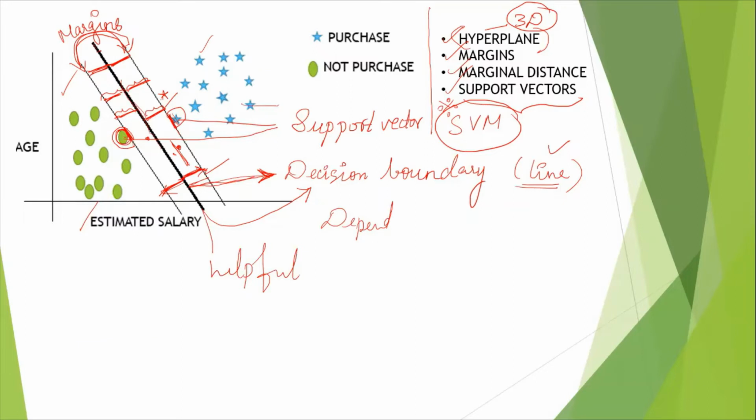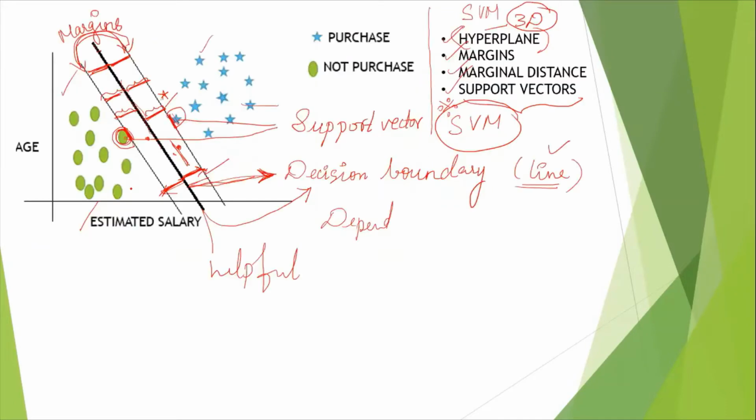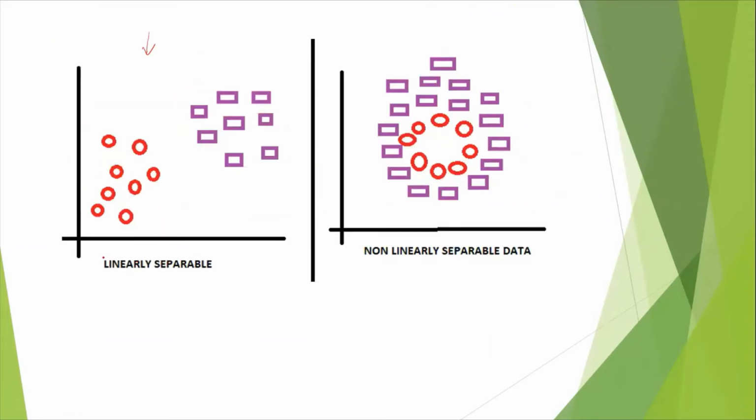So these are all the four important topics about SVM, that is support vector machines. But if you see here, real data will not be like this. It will be clumsy. Just see the left side, this diagram here. So this is what we have seen now. It is similar to that, but this data is called linearly separable.